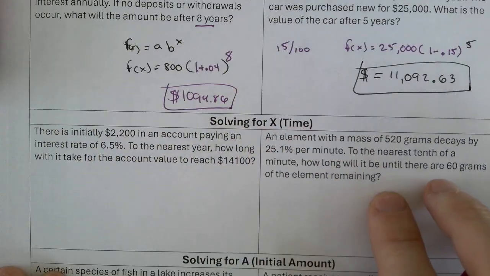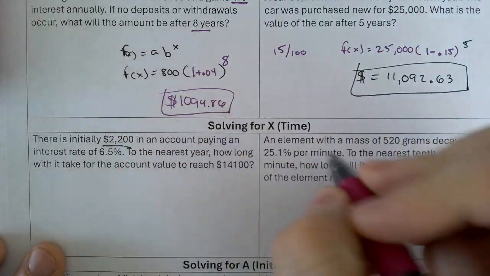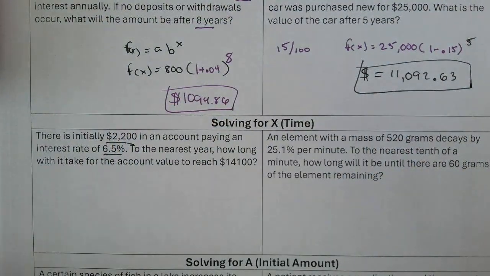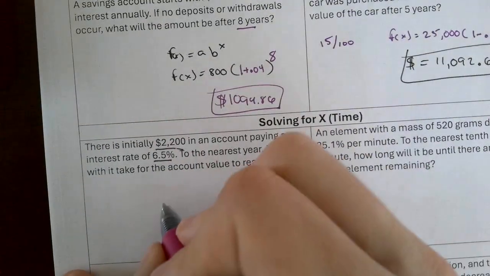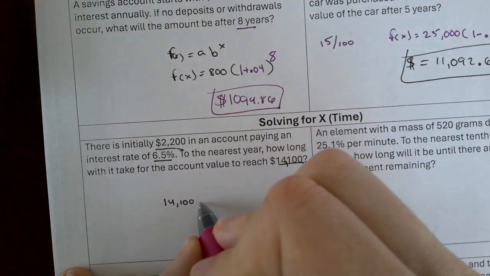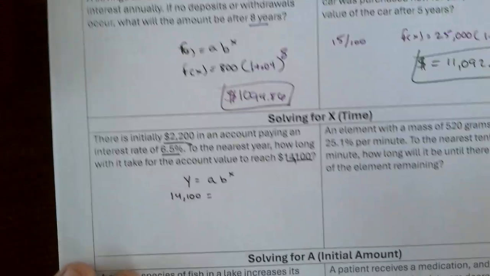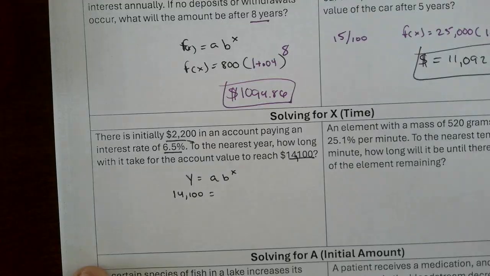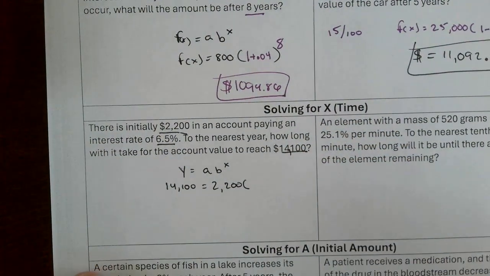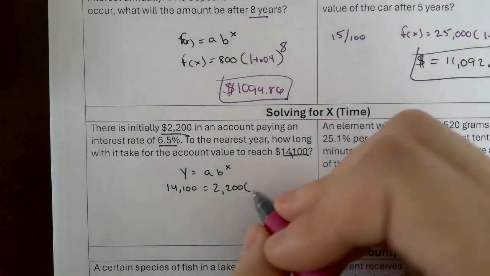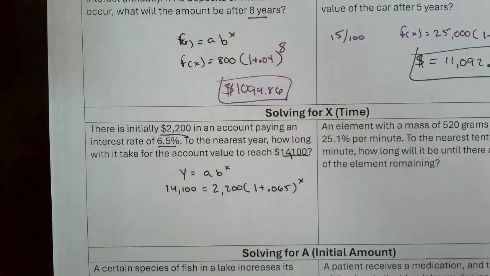All right, stepping it up a little bit here. Buckle down. There is initially $2,200 in an account, and it is paying 6.5% each year. How long will it take to reach $14,100? So we have $14,100 is what we would like to have. Y is equal to a b to the x. So 14,100 is what we would like to have. We put in 2,200. It is earning an interest rate of 0.065, so we have to do 1 plus 0.065 raised to the x power.